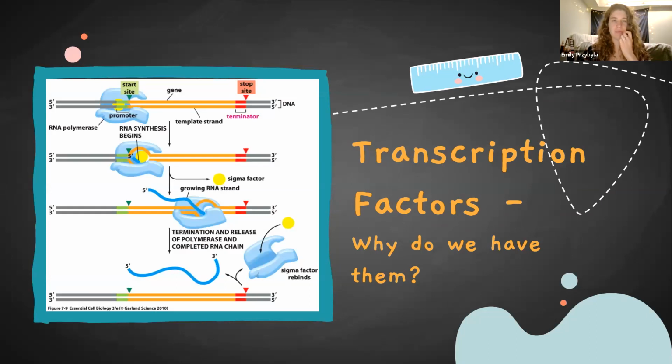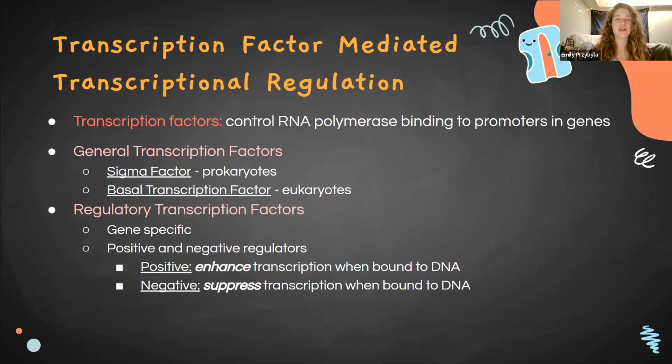So first off, transcription factors. This is the first thing that we talked about. Why do we have them? So transcription factors help to regulate transcription, as you might think. They are in both prokaryotes and eukaryotes, but we'll talk about that a little more in depth. In eukaryotes, they basically control RNA polymerase binding to promoters in genes.